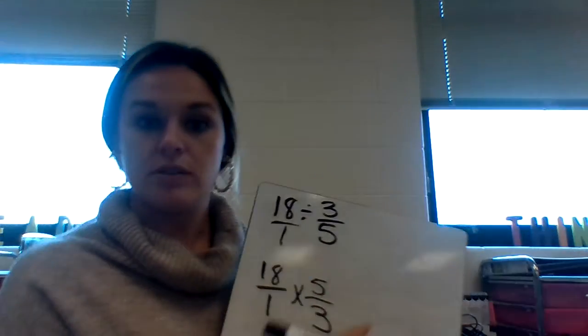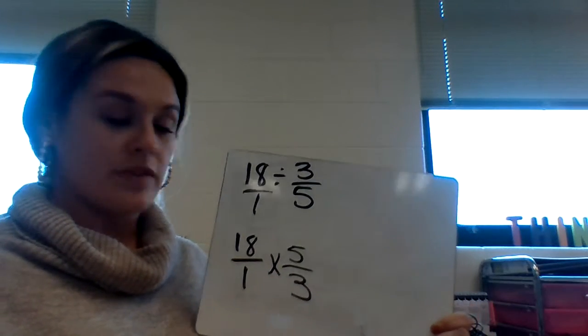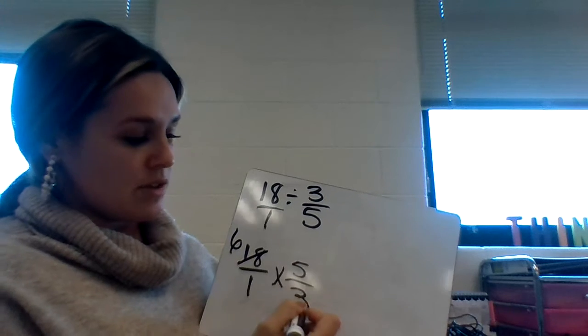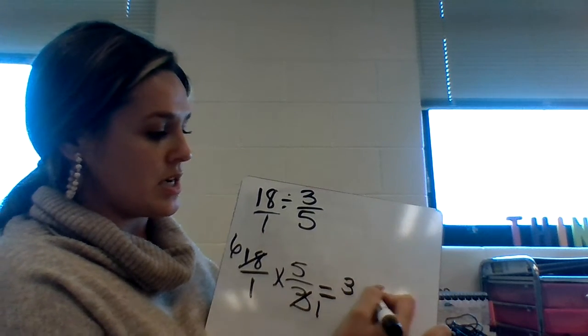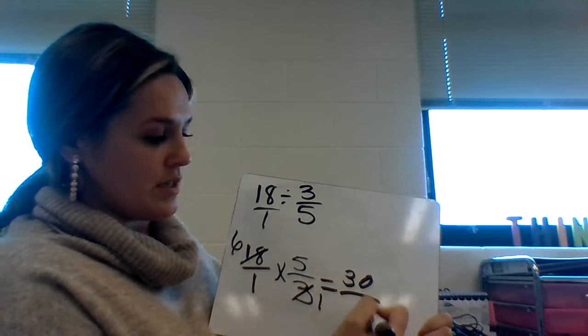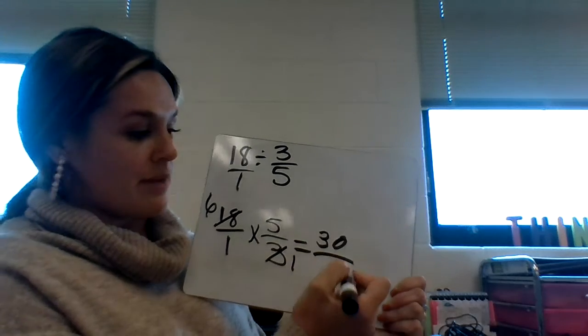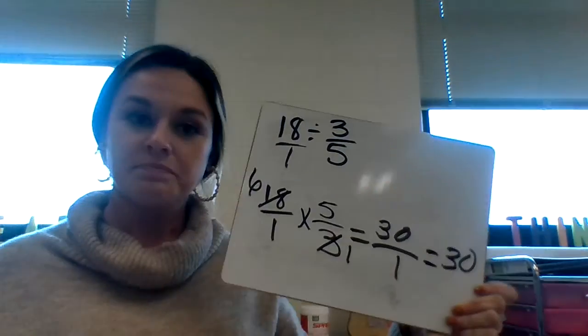Look at our diagonals. 5 and 1 can't reduce. 18 and 3 can, because 3 can go into each of them. So divide 18 by 3, that's 6. 3 by 3, that's 1. 6 times 5 is 30. 1 times 1 is 1. So this is where it gets a little bit different. 30 divided by 1 is 30. That's your answer. All right, thanks, guys.